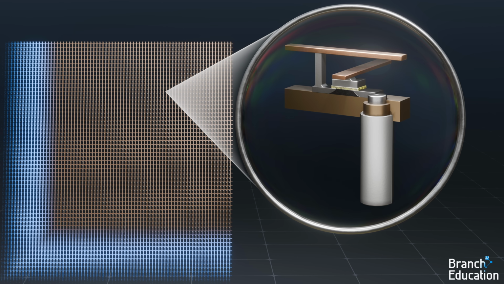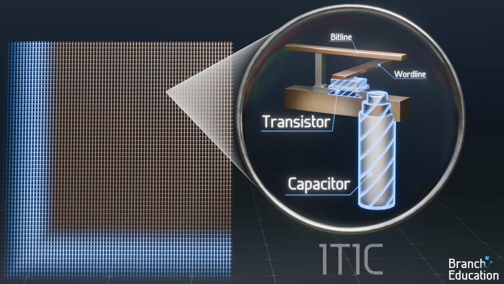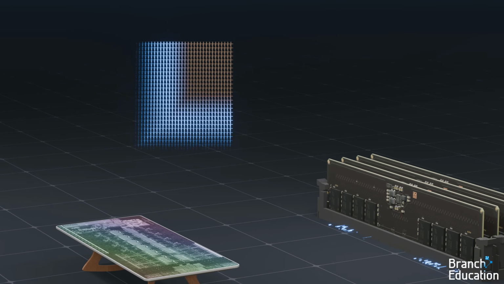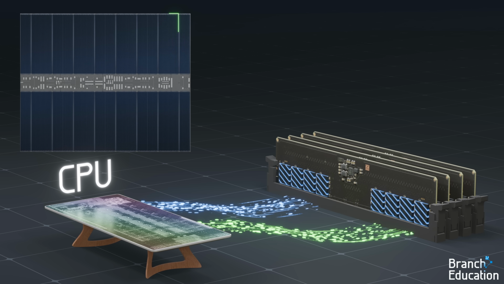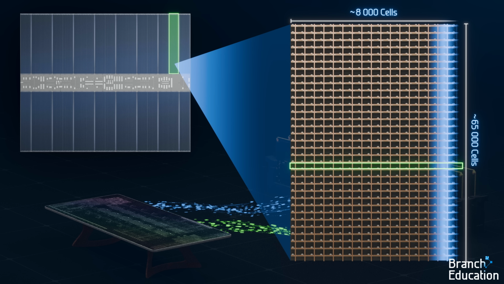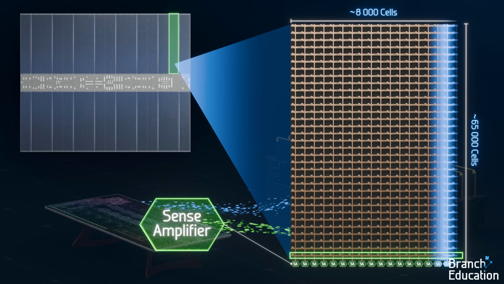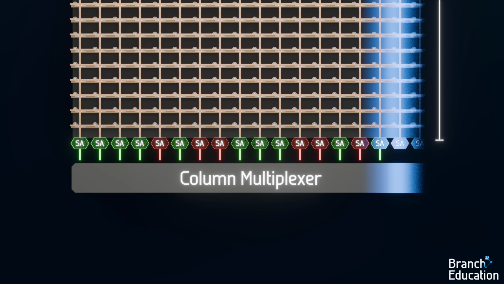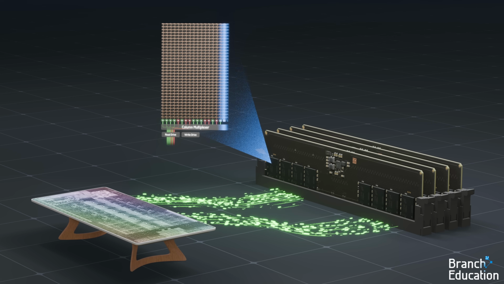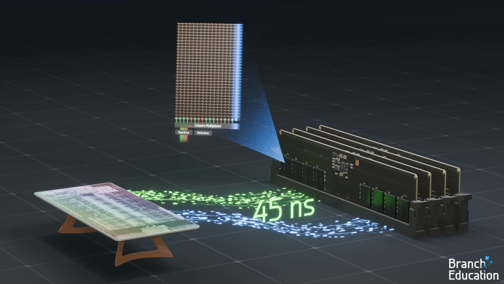When we zoom in, we can see individual memory cells built from 1 transistor and 1 capacitor, hence the name 1T, 1C. 1 bit is stored as charge in each capacitor, and the transistor is used to access that data. To read or write data, the CPU sends an address for a specific bank and row, thereby turning on all the transistors in that row and directly connecting each capacitor to a sense amplifier. The sense amplifiers measure the voltage in each capacitor, and then a set of 8 sense amplifiers is connected to either the read or write drivers, which relay data to and from the CPU, in total taking around 45 nanoseconds.